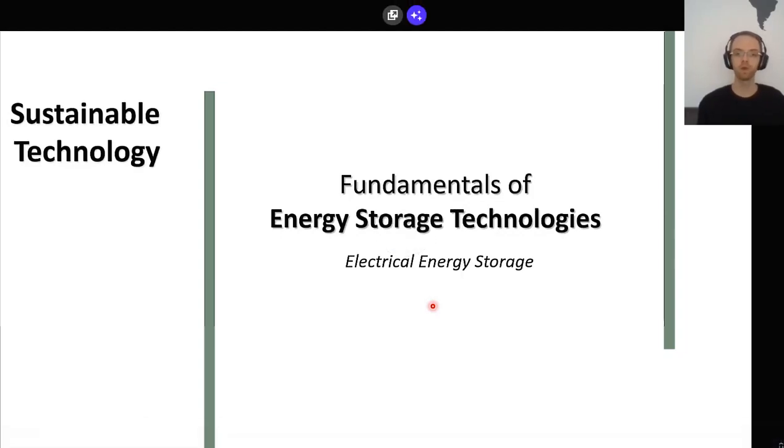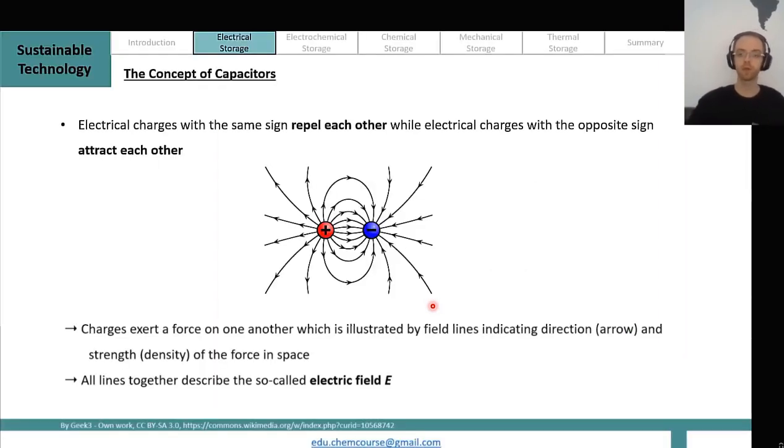We will now have a look at electrical energy storage. To dive deeper into electrical energy storage, I first of all want to go through some concepts of capacitors specifically, in order to make you familiar with the way electrical energy storage functions.